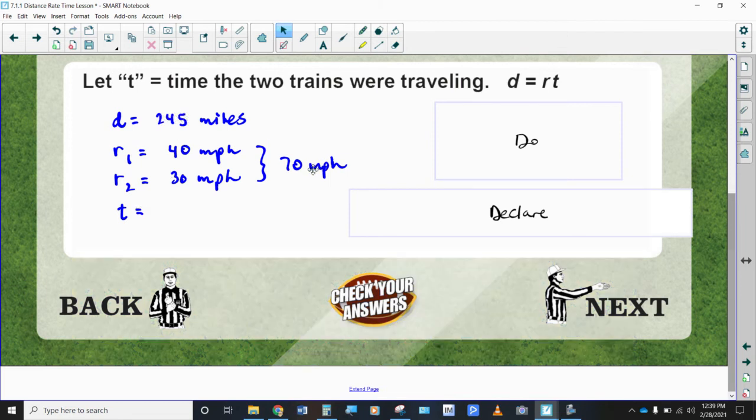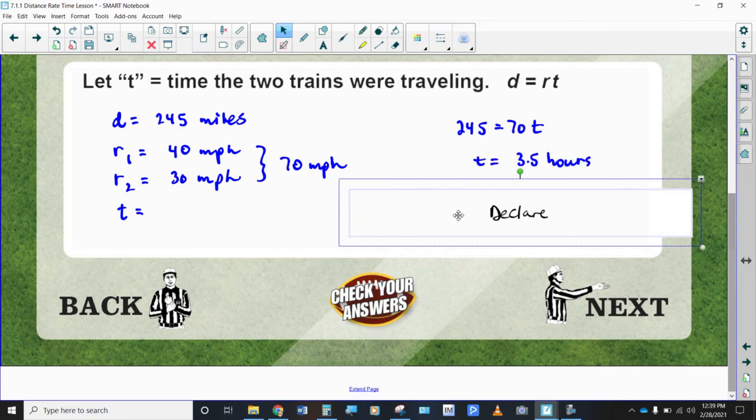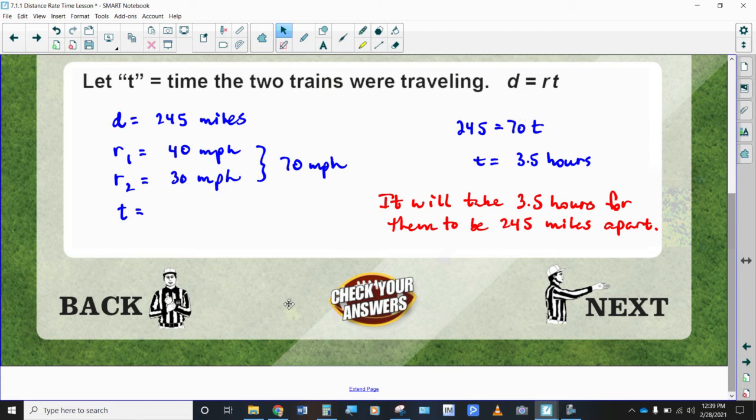Now you can do some estimating here, right? In 1 hour, they're 70 miles apart. In 2, they would be 140. In 3, they would be 210. So we're looking at somewhere between 3 and 4 hours. But we'll just set up the equation, divide by 70, and what do you get? You should get 3.5 hours. So there you go. It will take 3.5 hours for them to be 245 miles apart.